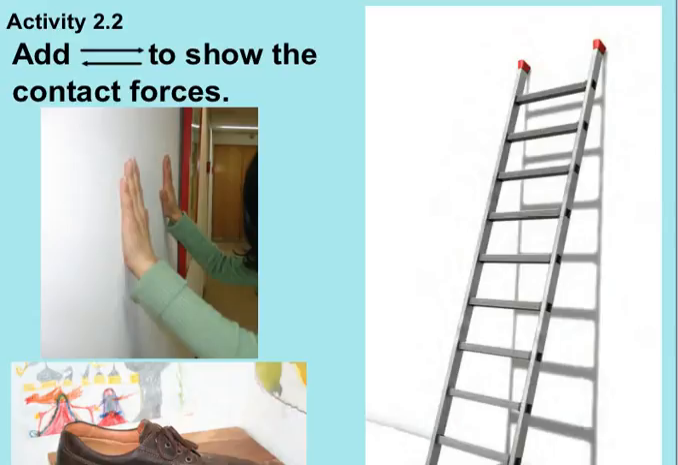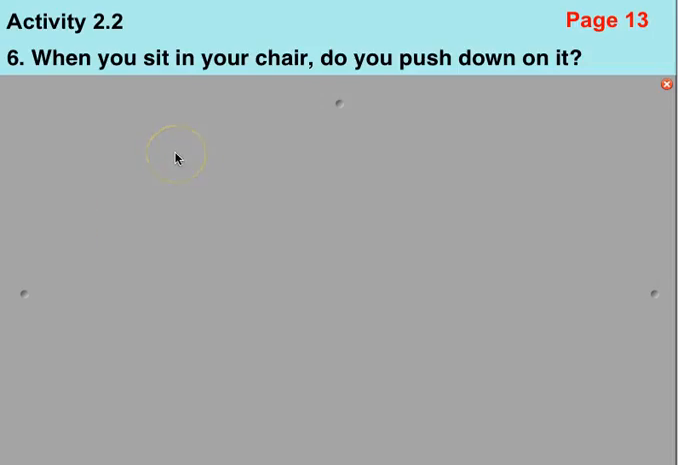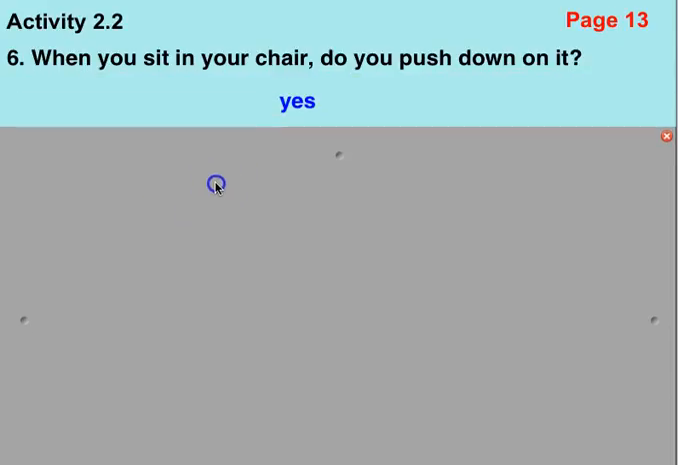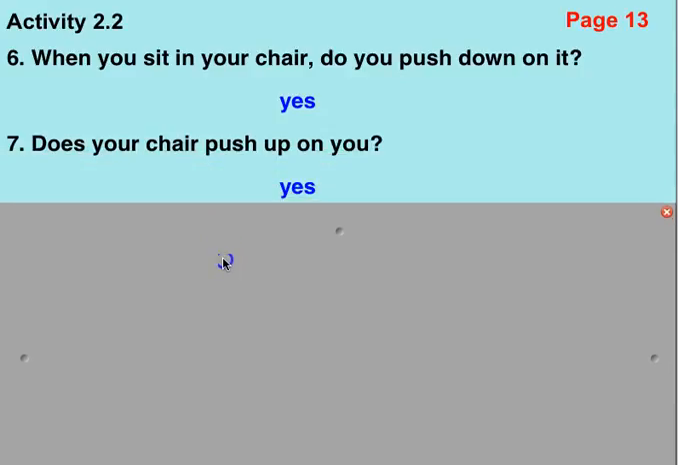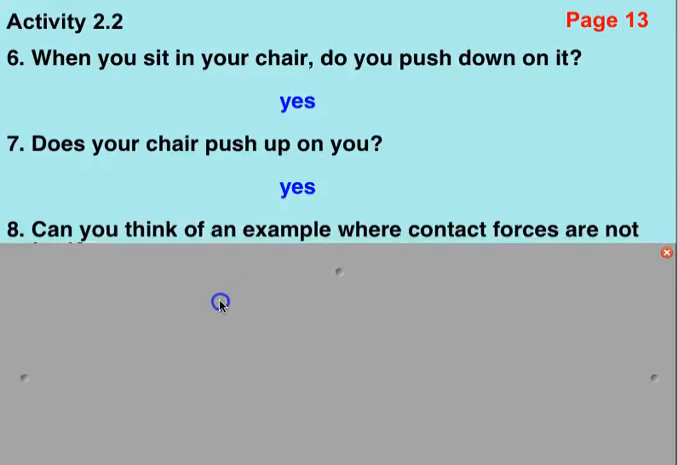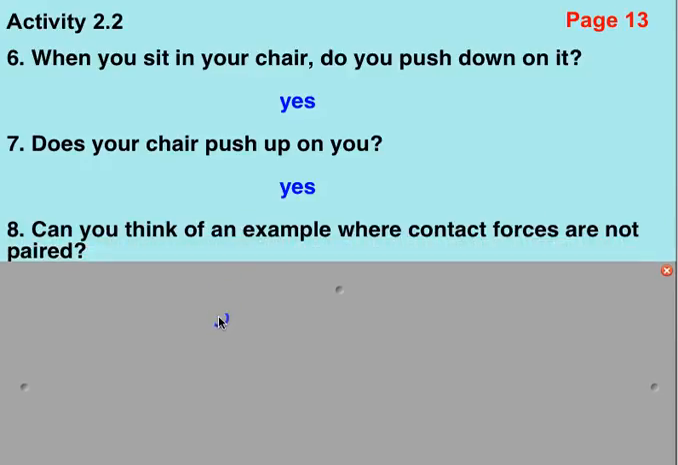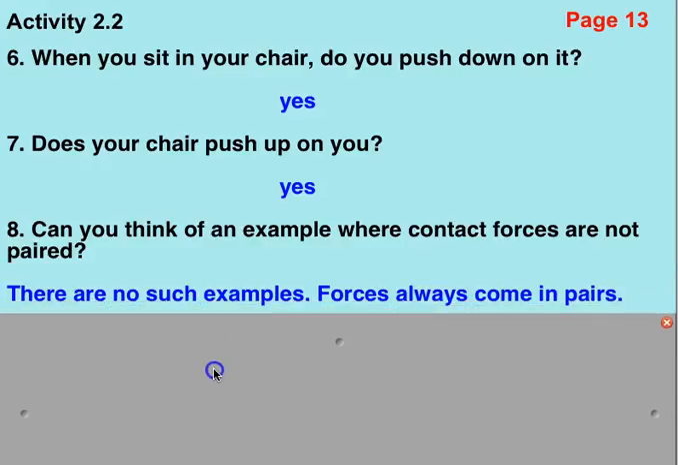So how many forces, or when you sit in, hold on a second, let me get there. Here we are. So when you sit in your chair, do you push down on it? Yes. Does your chair push up on you? Yes, we talked about this in our last one, or at the beginning of this one. Can you think of an example when contact forces are not paired? Can you think of any time where you don't have a push and a pull? Or, one person pushing one way, one person pushing the other way? Well, there's no such examples. Forces always come in pairs.